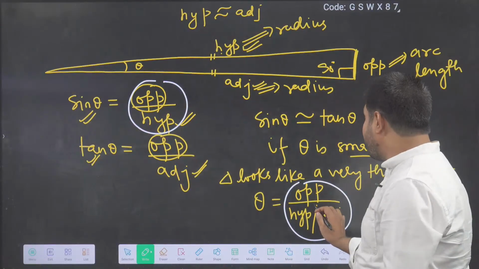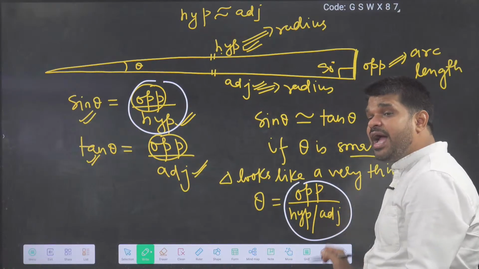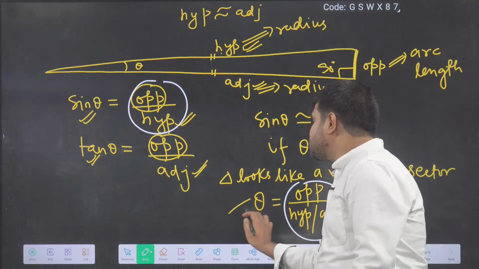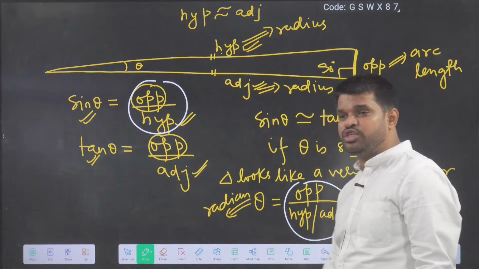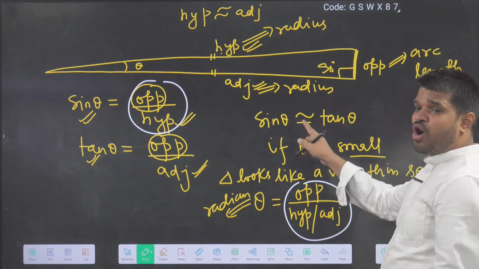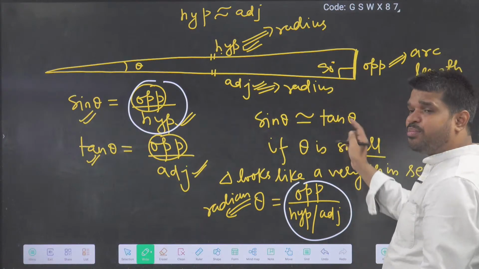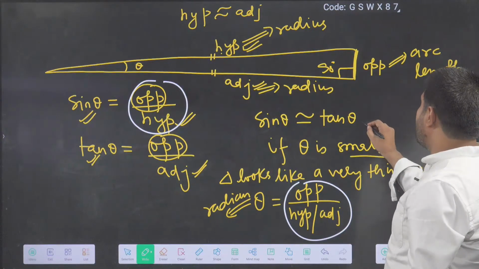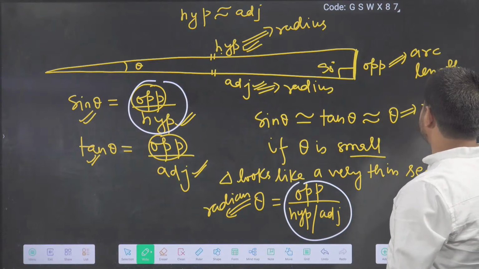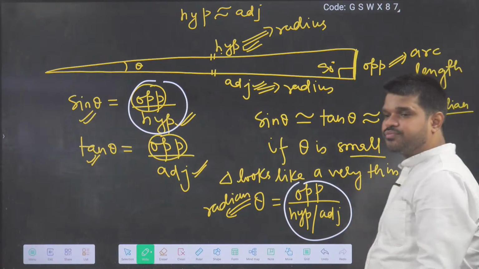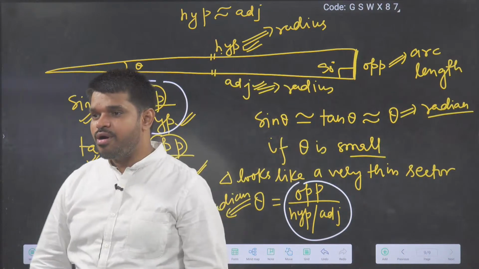But remember, whenever I define angle like this, angle must be in which unit? Radian. So for small angles, sine theta is approximately equal to tan theta, which is approximately equal to theta. Theta must be expressed in radians. Clear?